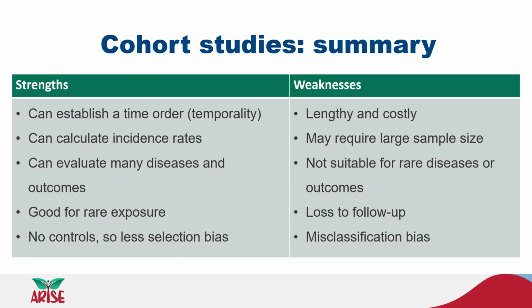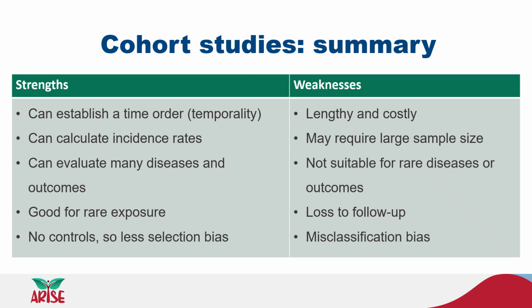So in summary, there are a lot of strengths and weaknesses to a cohort study. Looking at strengths, you can establish a time order. You can see which variable came first. You can calculate incidence rates. And it's great that you can evaluate many diseases and outcomes at the same time. It's also good for very rare exposures. Because there are no controls, you have less of a selection bias as well. So those are a number of strengths.